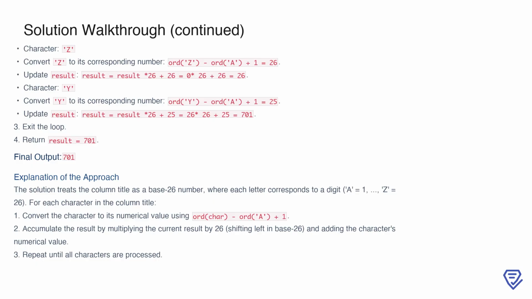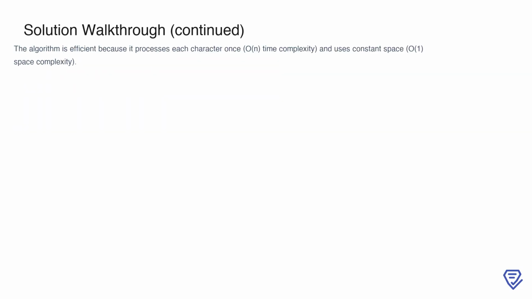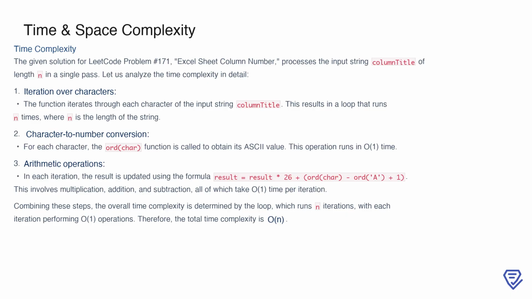The algorithm is efficient because it processes each character in the column title exactly once, resulting in a time complexity of O(n), where n is the length of the title. Additionally, it uses only a constant amount of extra space, giving it a space complexity of O(1). This efficiency makes the solution well suited for handling even long column titles. By interpreting the title as a base 26 number and updating the result iteratively, the algorithm ensures correctness while maintaining simplicity and optimal performance.